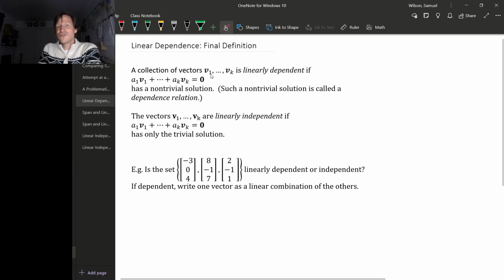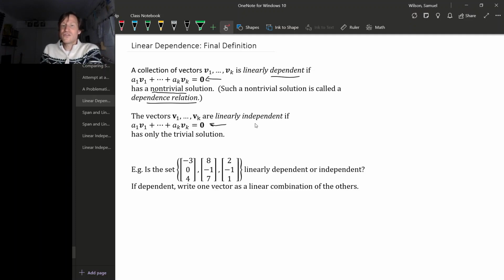We'll say that vectors v1 through vk are linearly dependent if this equation, the linear combination of them equals 0, has a non-trivial solution. If there is such a solution, then we'll call that a dependence relation. And if the only solution to this equation is the trivial solution, then we will say that these vectors are linearly independent. All right, so just to check our understanding, let's check: is this collection of vectors linearly dependent or independent? If they are dependent, then let's write one as a linear combination of the others.